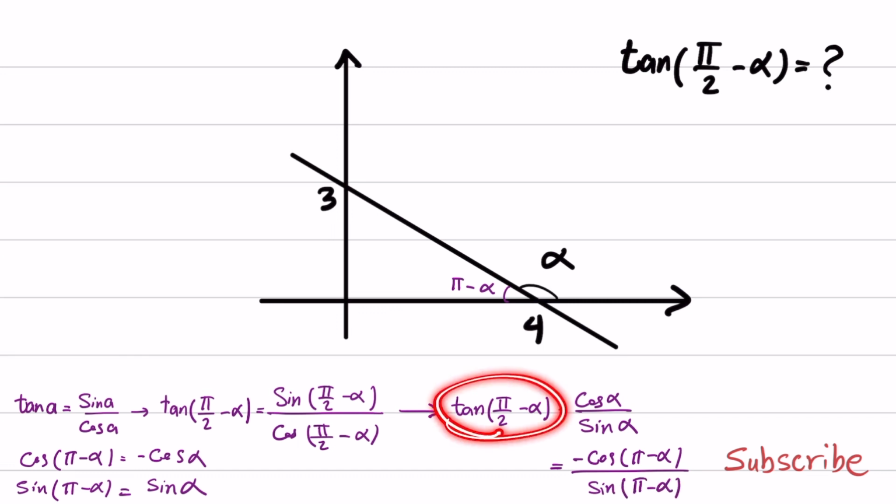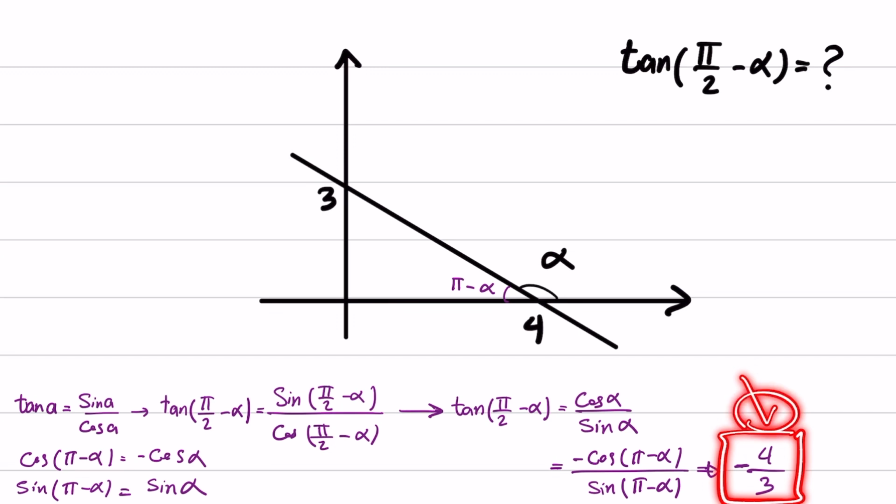Now this term is obtained in terms of this angle, and we know that cosine is adjacent to hypotenuse and sine is opposite to hypotenuse. So if we replace these, basically we will have minus adjacent, which is 4, divided by opposite, which is 3. So this is the answer from solution 1. Let's move on to the second solution.